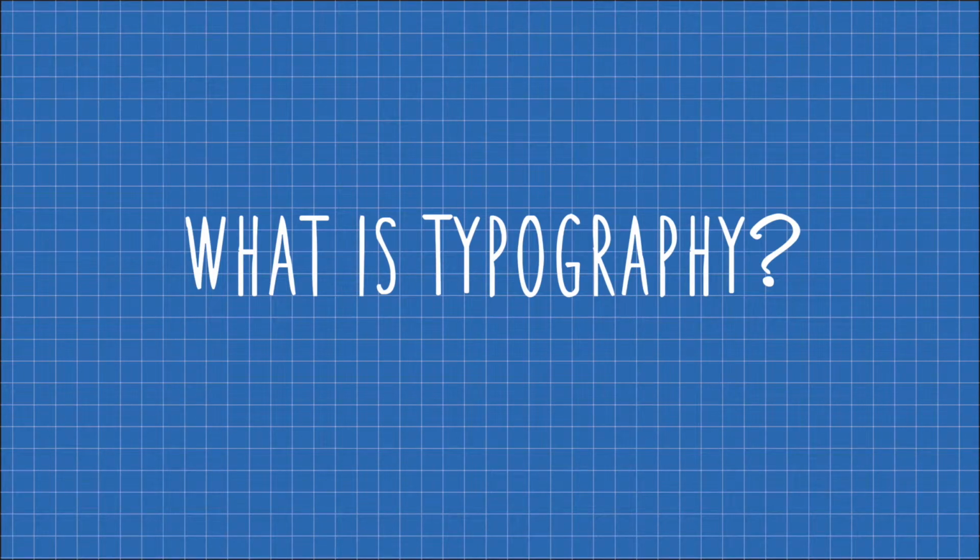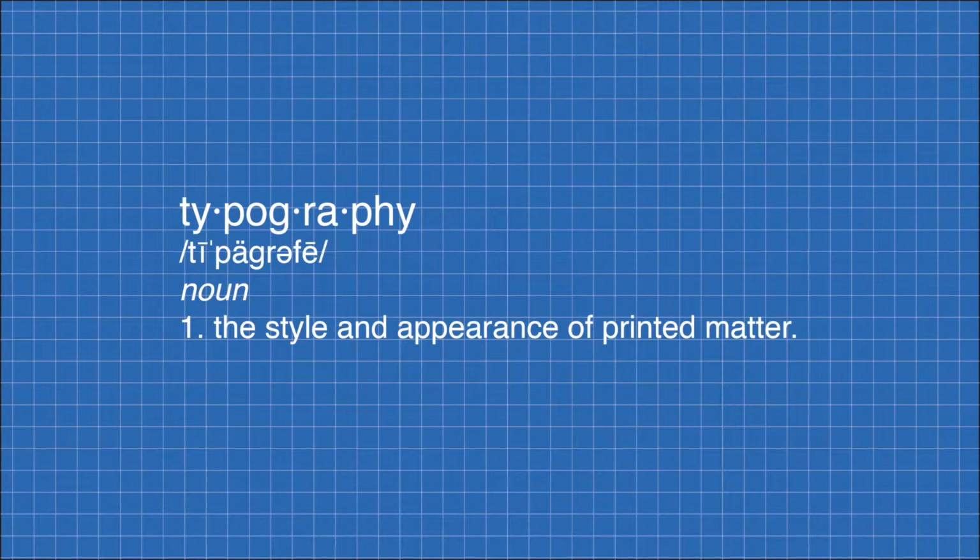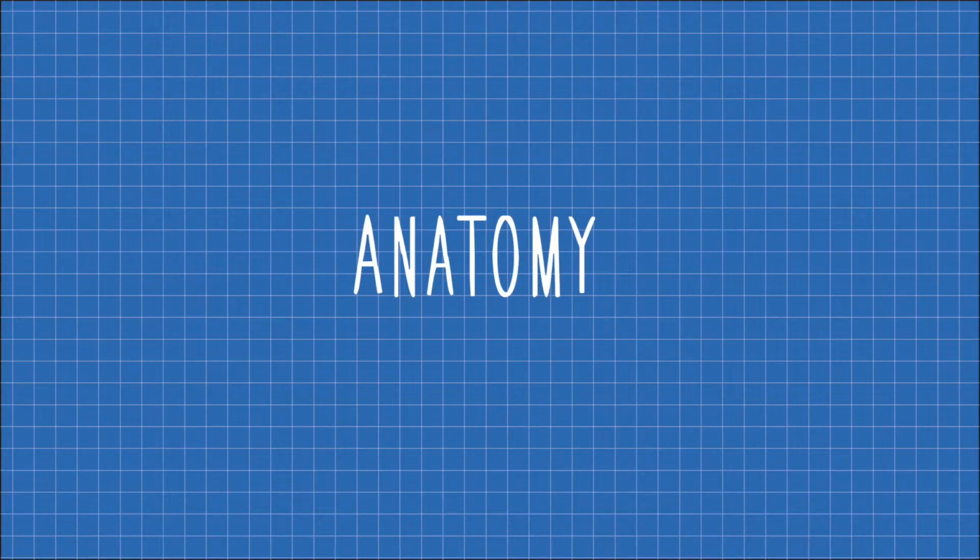What is typography? Typography. It is a noun. The style and appearance of printed matter, as told by Google.com. Anatomy of typography is a glossary of common type terminology. Let's review some basic terms.